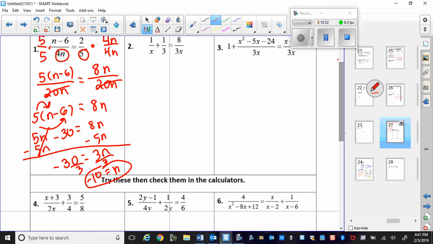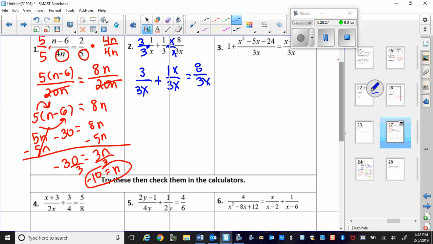All right. Next problem. I want everything to be the same. So I see x, I see 3, and I see 3 times x. So that means here I'm going to multiply 3 over 3. That's what's missing. And here, x over x. And the last one, I don't need to do anything. So that gives me 3 times 1 is 3 over 3x's. Plus 1 times x is 1x over 3x's equals 8 divided by 3x's.